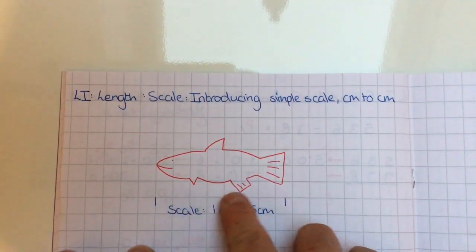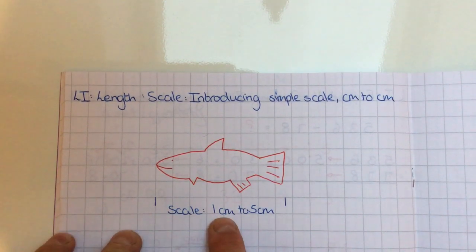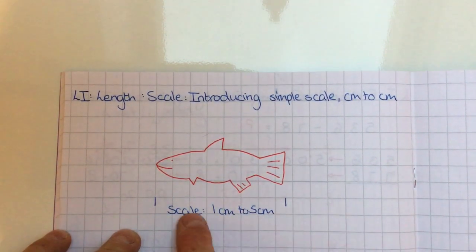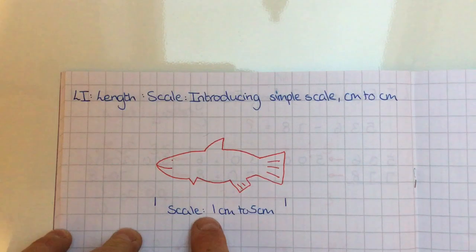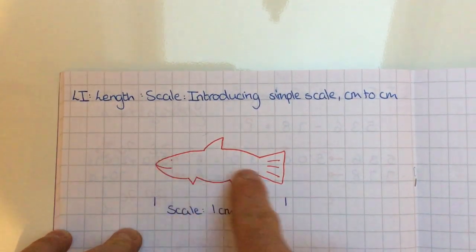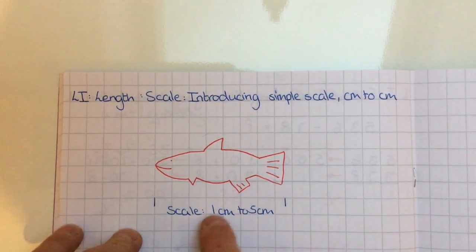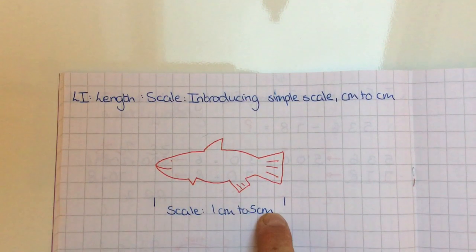Here I've drawn this lovely fish. The scale of this fish is 1 centimetre to 5 centimetres. Now, what does this actually mean? It means for every 1 centimetre that I can measure with a ruler from the tip here to the tip of its fin here, for every 1 centimetre I measure, it's worth 5 centimetres in real life.